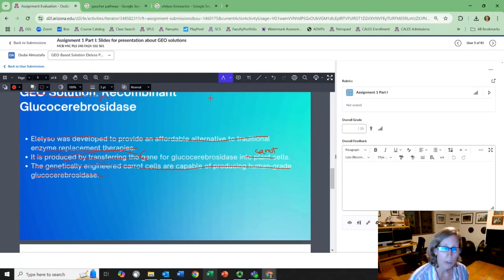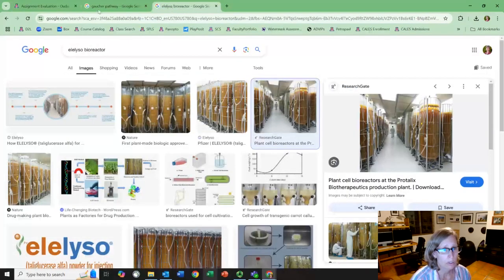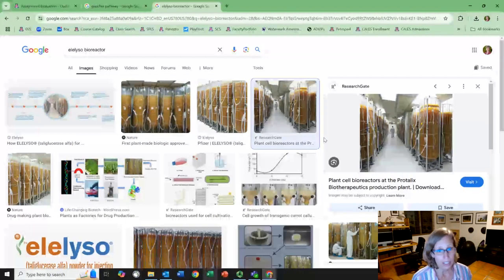So what you're lacking in here, you have very limited detail about these carrot cells and the genetic engineering, and you haven't even shown how they're grown. I mean, I think it's kind of cool. Like if you just do a search for LLISO bioreactor, you'll see these cool bioreactors that are orange because these are carrot root cells, right? So I think that's rather cool. And so being able to show how they grow these carrot cells in these disposable plastic bioreactors, and you can see them nice and orange here, that'd be great.